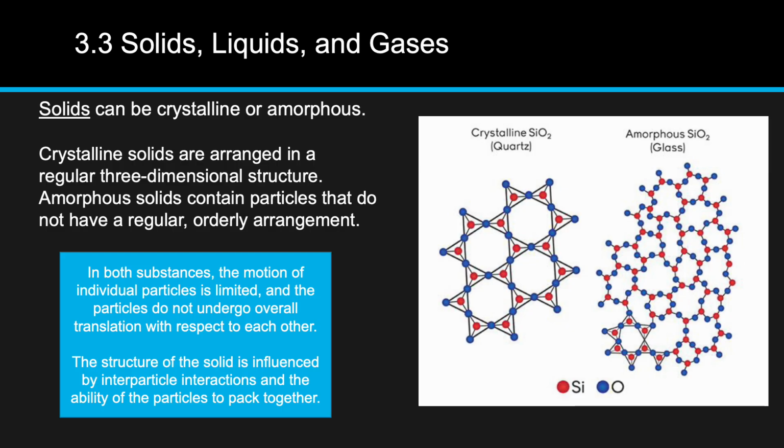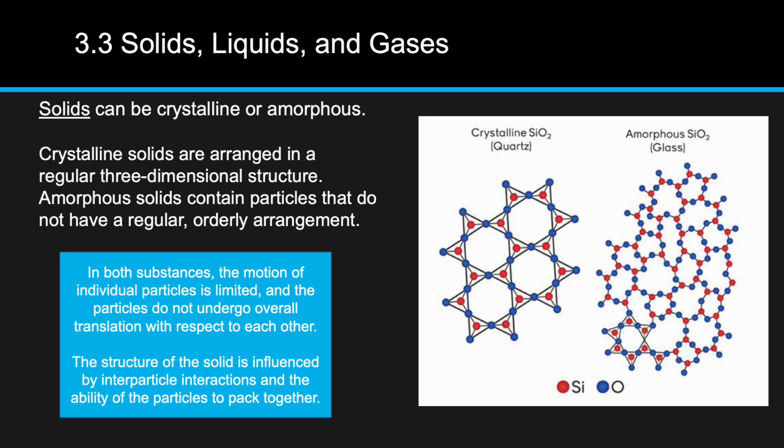Solids can be crystalline or amorphous. On the right side of the screen here, we have two covalent network solids. One is crystalline SiO2, which is considered quartz. And then we have its allotrope, amorphous SiO2, which is glass. Clearly, these are two different types of structures.